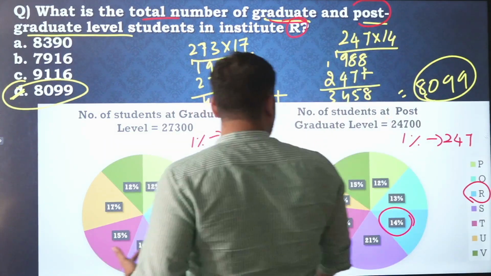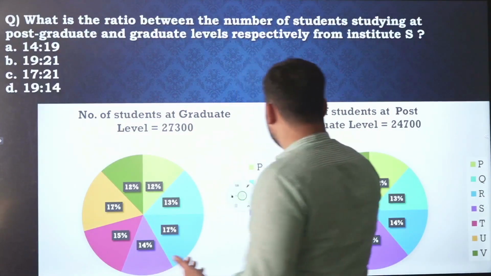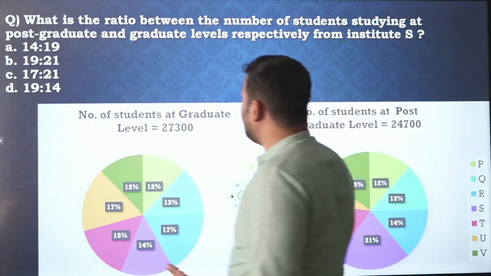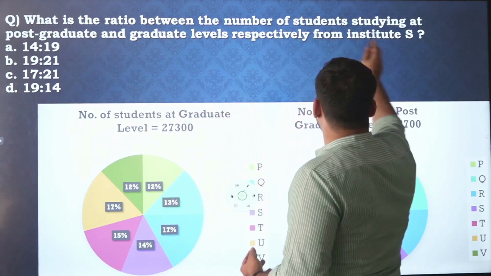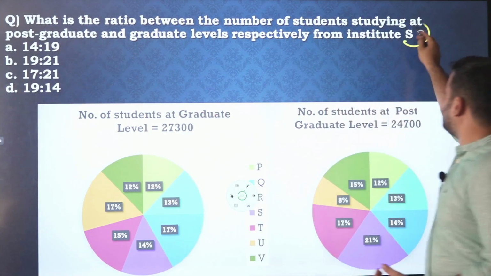Now going forward to the next part, next question here. Now this question is on ratio. What is the ratio between the number of students studying at postgraduate and graduate level respectively from Institute S?